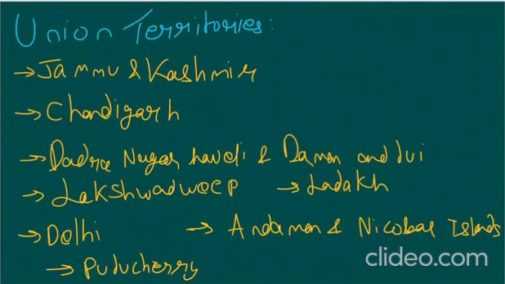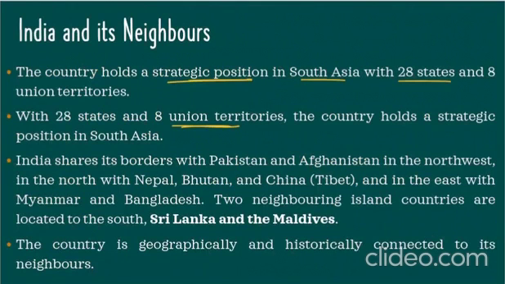I will repeat again. First we have Jammu Kashmir, Chandigarh, Dadra Nagar Haveli and Daman Diu, Lakshadweep, Ladakh, Delhi, Andaman Nicobar, and Puducherry. These are the 8 union territories, right?